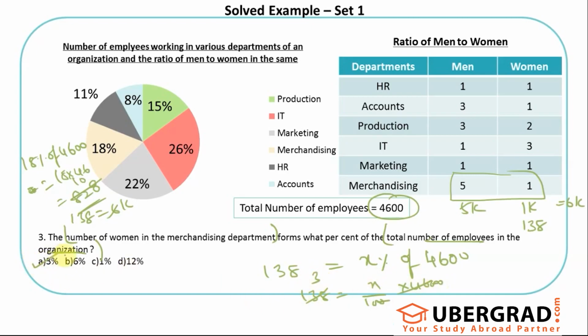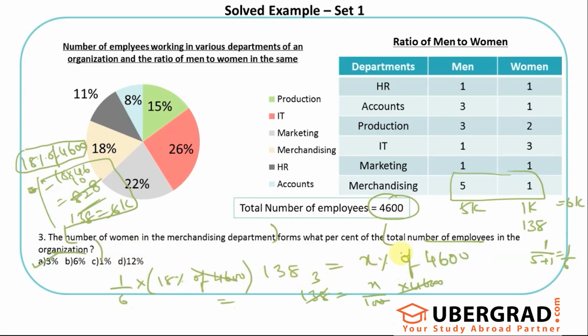So what I was talking about earlier, see, once I know this is 18%, right? Let me not find out all of this. I just know this is 18% of 4600. That's the total number of people in merchandising. What is the fraction of women? If you are comfortable with the ratios, you understand this should be 5:1. That means the woman is basically 1 by 5 plus 1. That's 1 by 6th part of the total. So 1 by 6th of 18% of 4600 is equal to x percentage of 4600. So simply I cancel this. So x percentage is equal to 1 by 6 into 18%, that is 3%. So x percentage is 3%.